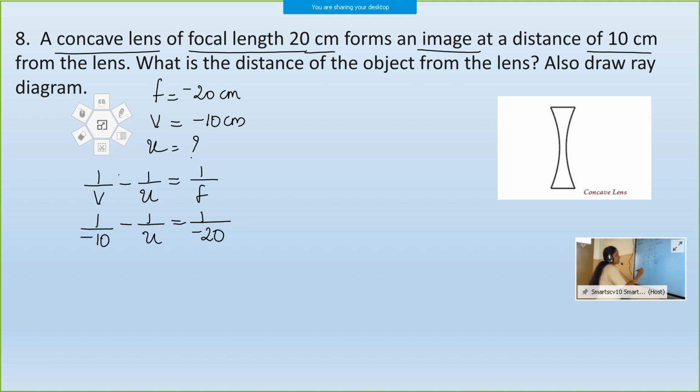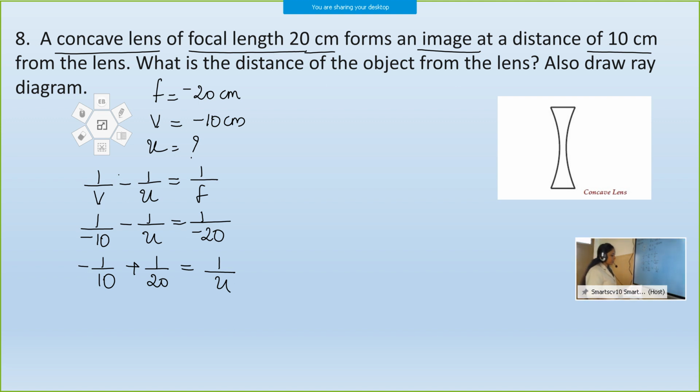Is it okay? So what is 1 by u? You can take minus 1 by u to the right hand side, and minus 1 by 20 to the left hand side. So it becomes minus 1 by 10. We are taking minus 1 by u to the right hand side, so it becomes plus 1 by u, and minus 1 by 20 to the left hand side, so it becomes plus 1 by 20.